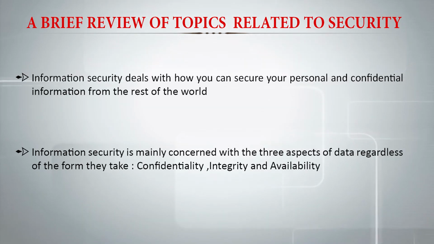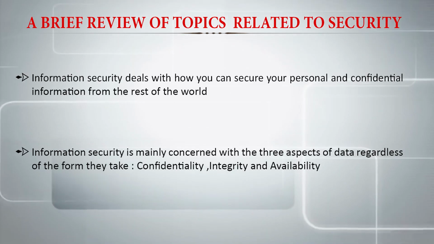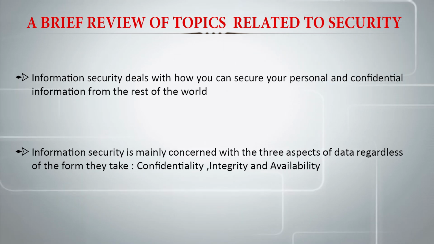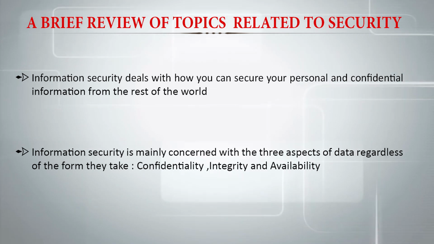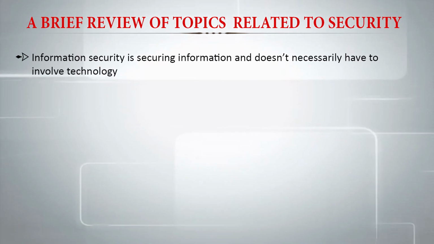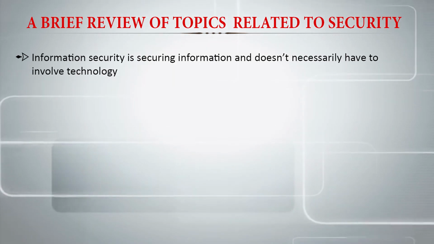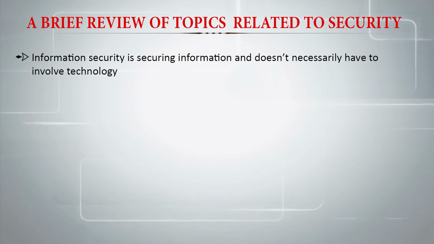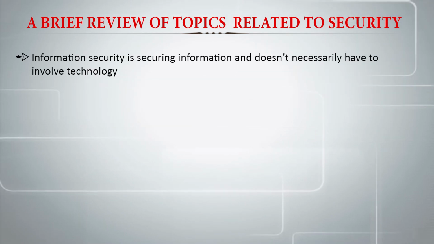We talked about confidentiality, integrity and availability, and for each one we defined it and gave you proper examples of these three. Information security is securing information and does not necessarily have to invoke technology. So information security does not deal with any technological aspects of security.